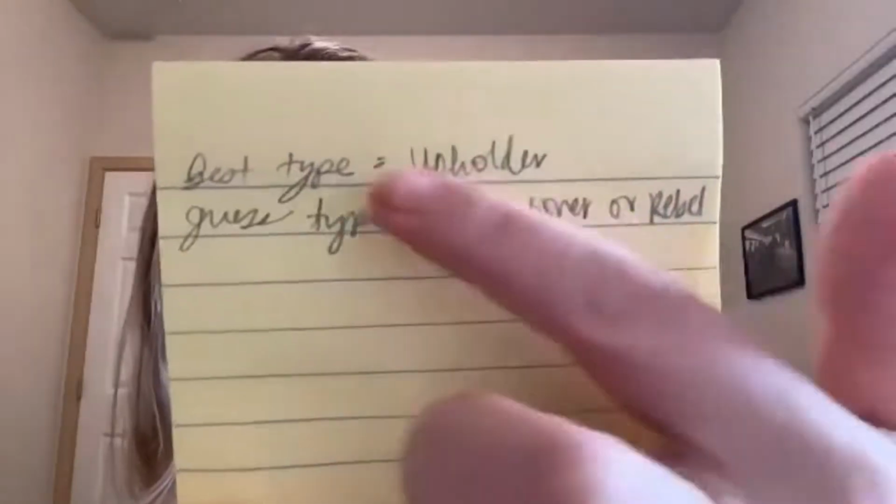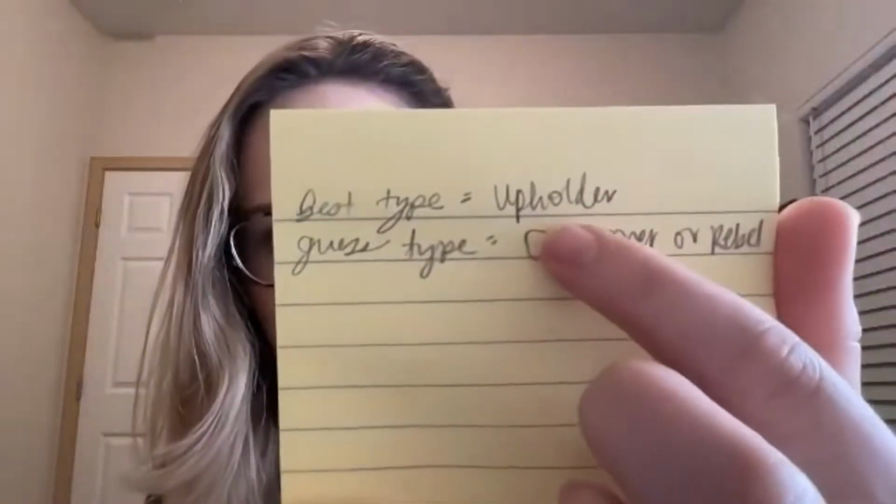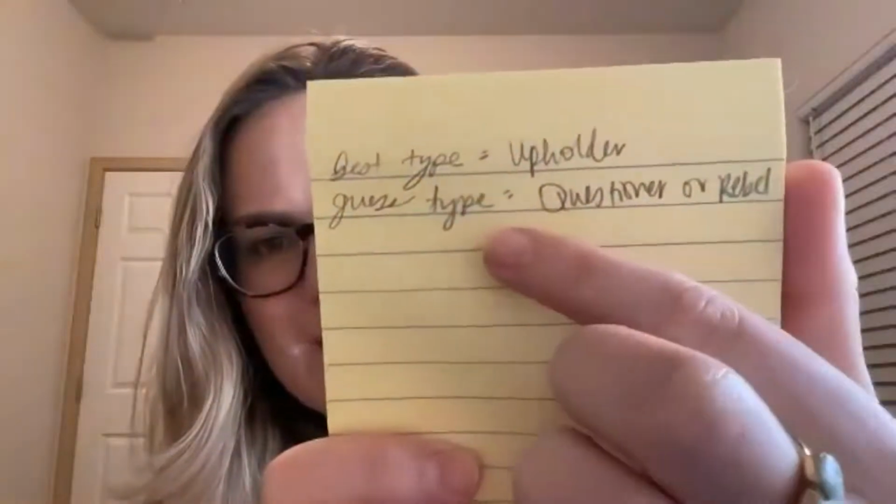I wrote down best type, I think maybe upholder, but then I'm guessing my type, this might be backwards for you. My guess type for myself is questioner or rebel, possibly. And then when we go into our breakout rooms, I'm going to take it and just compare and see what I actually end up being, very honest and trying not to think too much about what I want to be. Does that make sense? Right, yes, perfect. Thanks. I got it now.